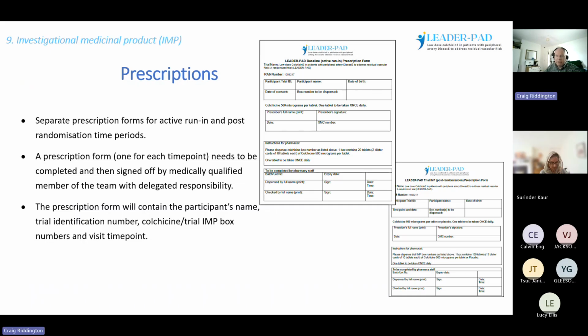I think we've already agreed the use of your own prescription templates. Is that right, Lucy?